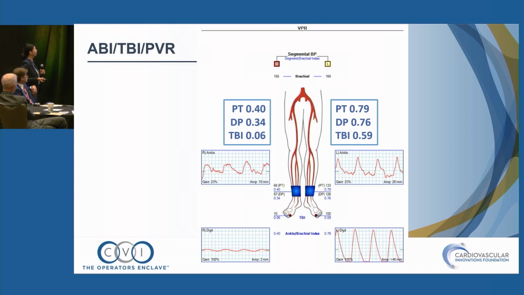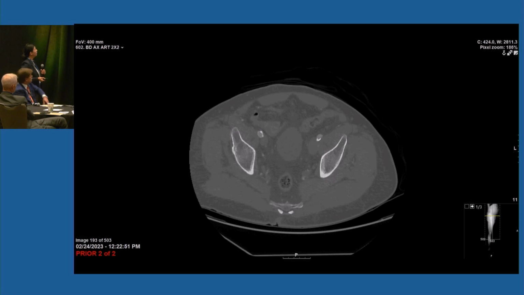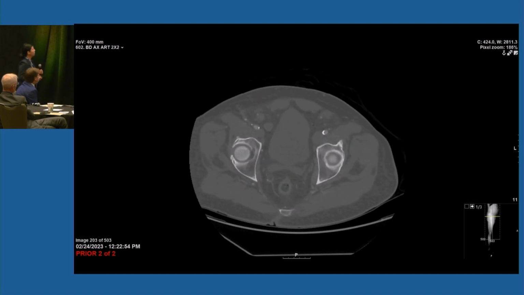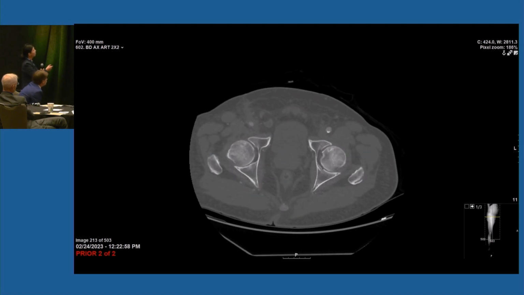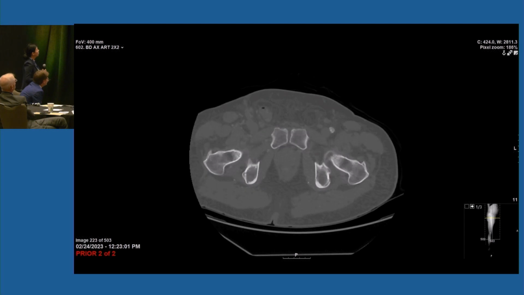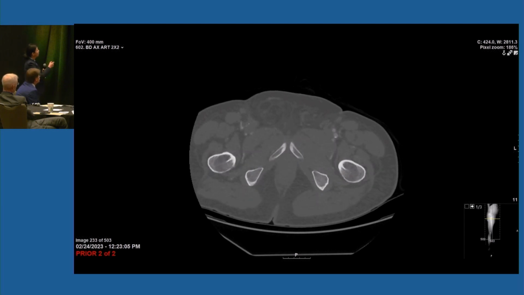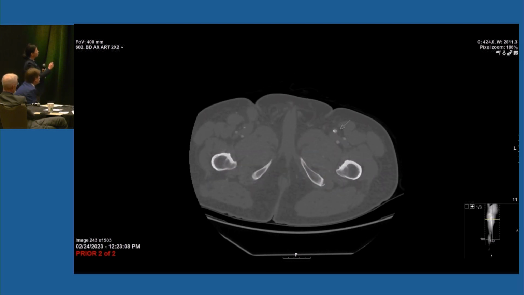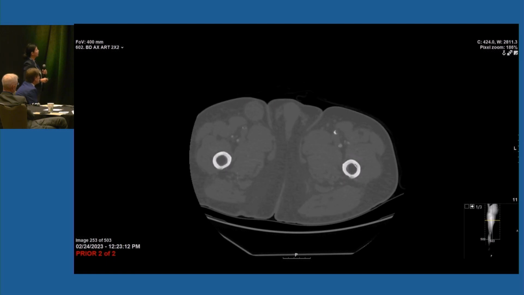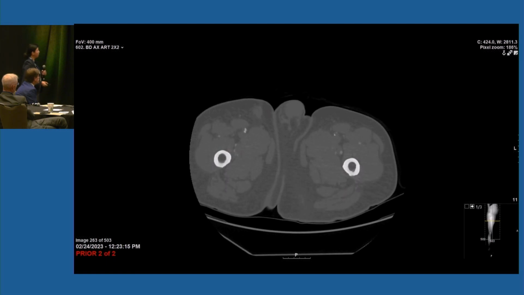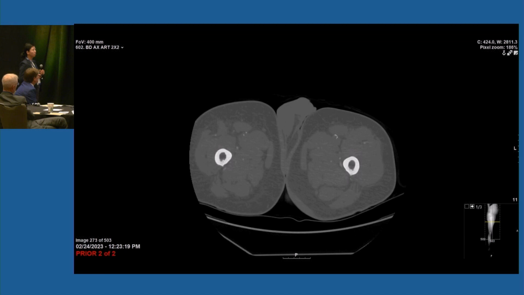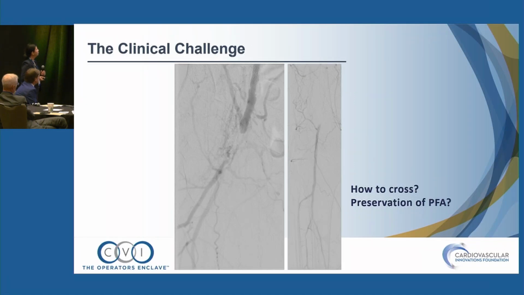And here, I'm not going to allow the whole CT scan to play, but you can see on the right side, the entire common femoral is out, and there's some reconstitution of the profunda, and the entire SFA is actually out as well with reconstitution in the popliteal artery. So here's the angiogram. So here's the clinical challenge. How are we going to address this?